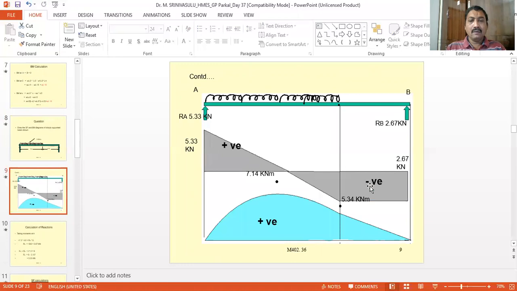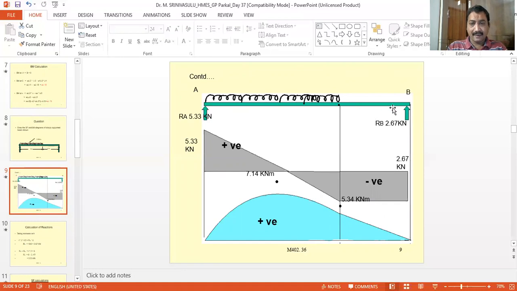Now, this is the given simply supported beam, and it is carrying a UDL of 2 kN per meter over a length of 4 meters, and the remaining 2 meters is free, and it is supported at the points A and B.